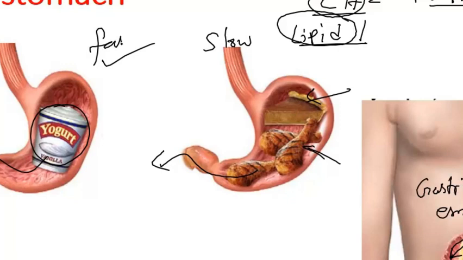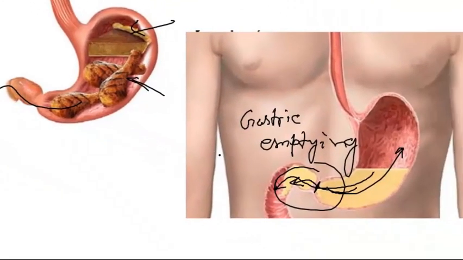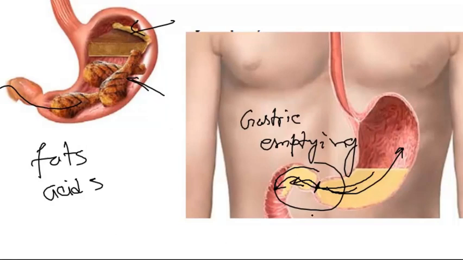And the rate of gastric emptying is also slowed by the presence of fats, acids, and different kinds of hypertonic solutions that are present in the duodenum. Okay.